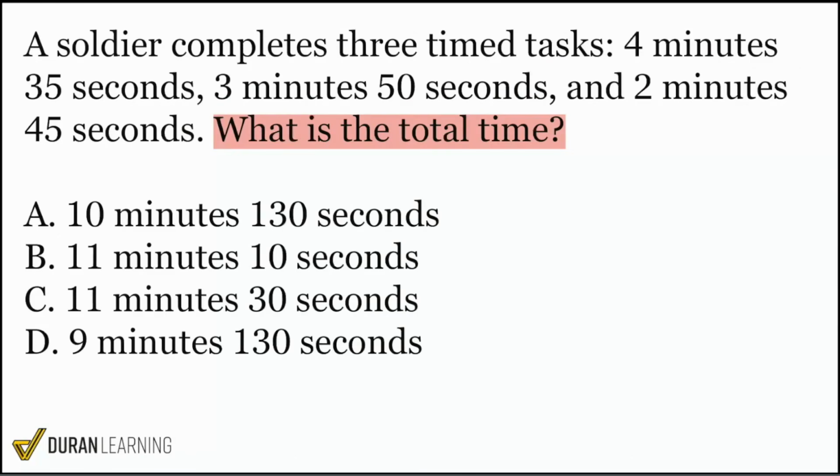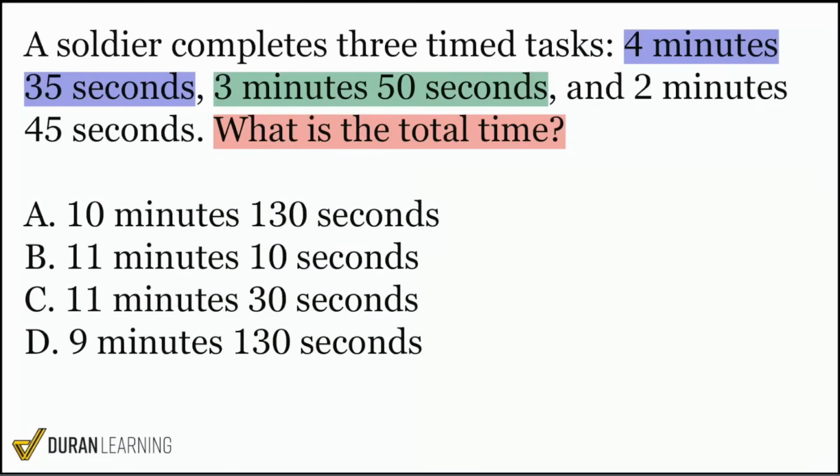It seems to me that we're presented with times, right? I'm just looking at this and it's saying, hey, a soldier completes 3 timed tasks. We have task number 1 here at 4 minutes and 35 seconds. Then we have task number 2 at 3 minutes and 50 seconds. And then lastly, we have ourselves task 3 at 2 minutes and 45 seconds. So when we have these 3 activities or tasks, to get the total straight up, we're just going to go ahead and add these up. That's it. So let's go ahead and do that.